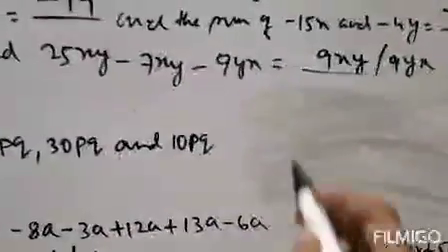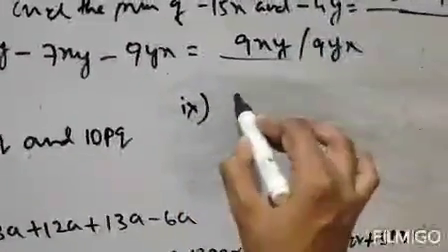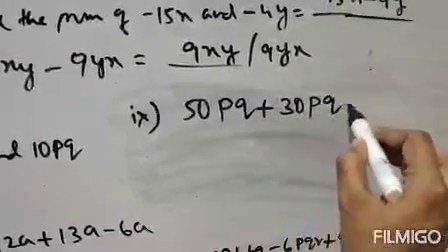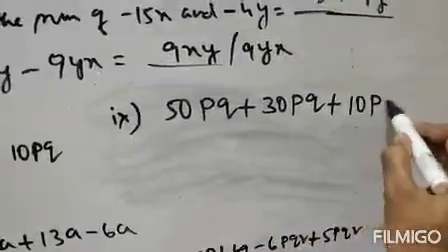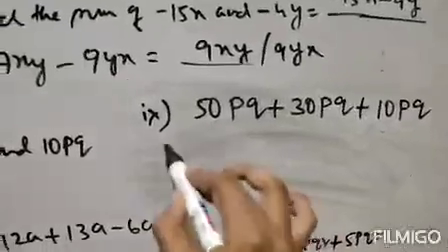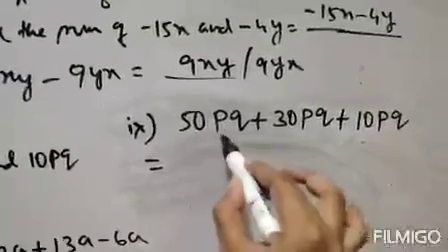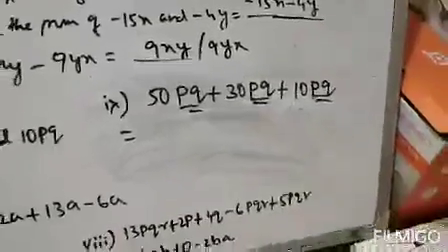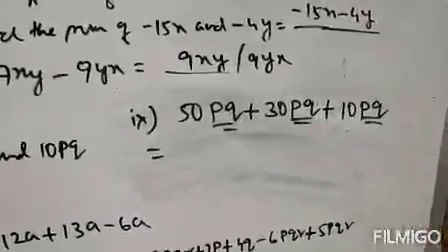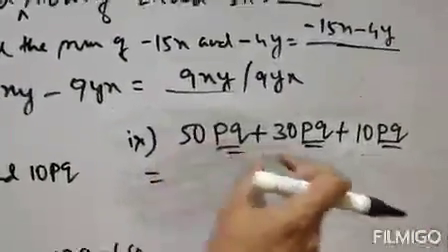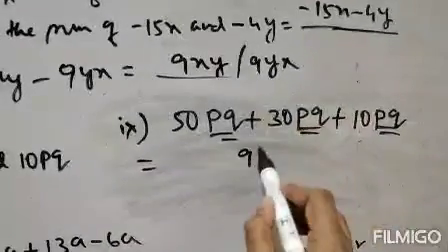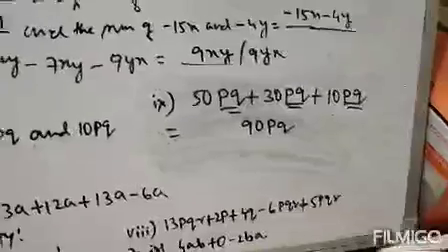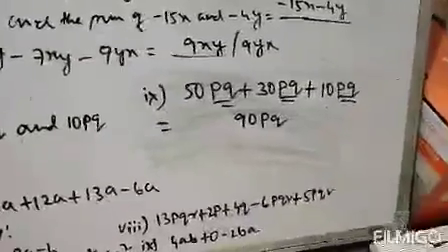Next, question 9: 50pq plus 30pq plus 10pq. Here the variable part of 50 is pq, of 30 is pq, and of 10 is pq. That means these three are like terms, so we can easily add: 50 and 30 is 80, 80 and 10 is 90. So 90pq is the answer.